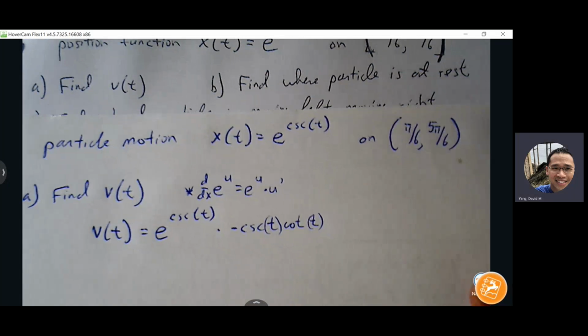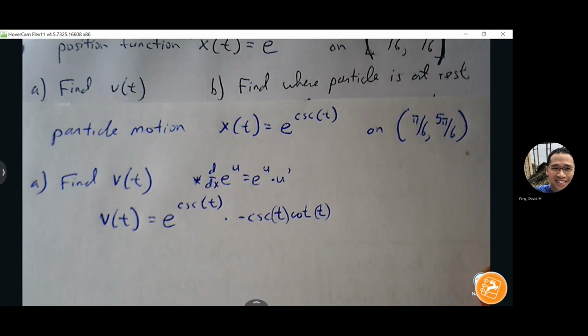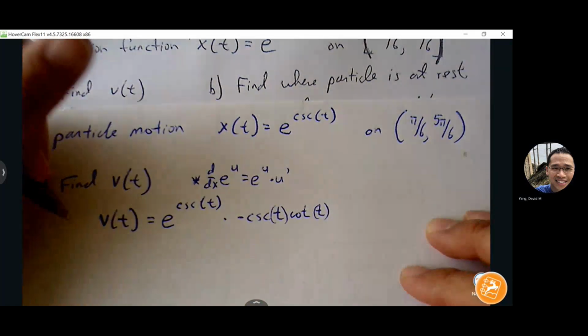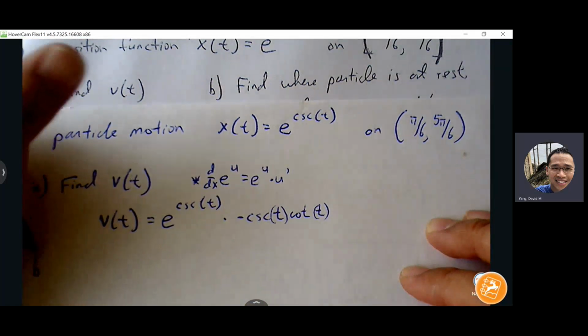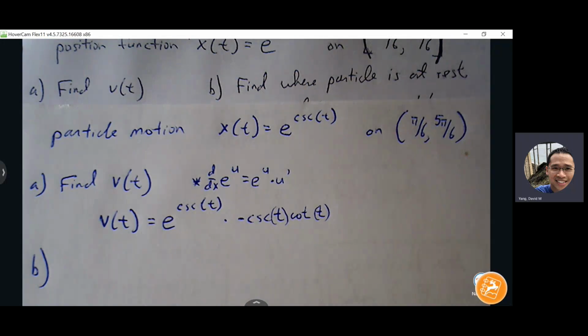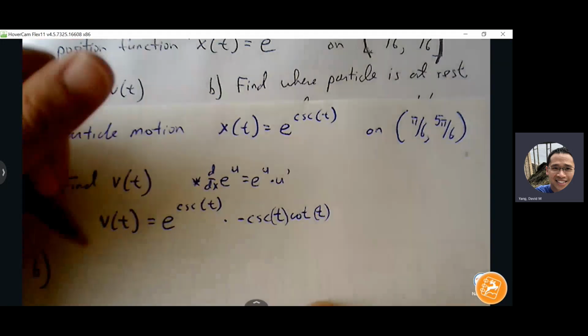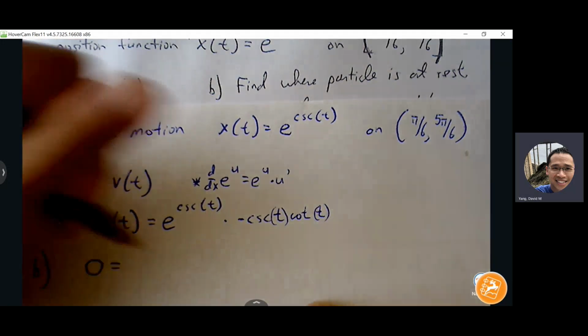Okay, part B says find where the particle is at rest. So we have our part A here, we have our velocity function. Particle at rest, what's our next step? Yeah, so particle at rest means that if my particle is not moving, that means my velocity is 0. So I'm going to basically set my velocity function equal to 0 and try to solve for t.